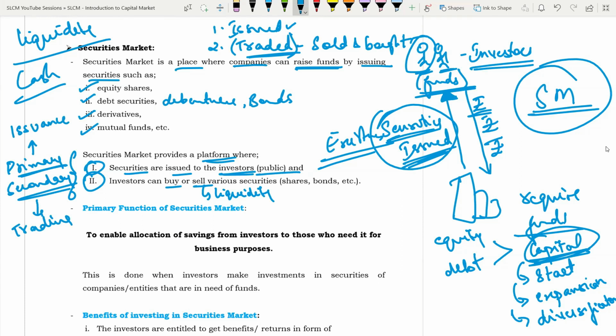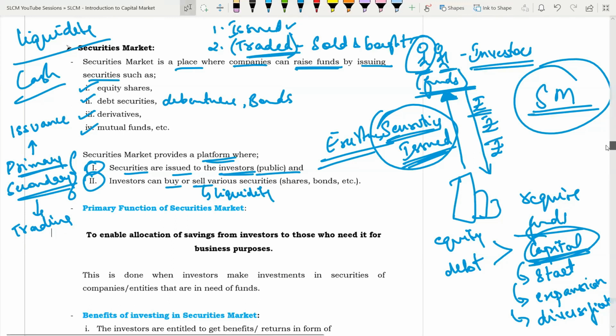And without these two markets, these two markets are interdependent on each other. If there is no primary market, there cannot be an existence of secondary market. And if there is no secondary market, there is no point in having primary market, because then there is no liquidity. And the main characteristic of the instrument is liquidity. So until and unless both these markets are in existence, there is no proper establishment of the market. That is why both these primary and secondary market together constitute the securities market, which helps in transfer of funds from the investors to the business houses who are in need of these funds.